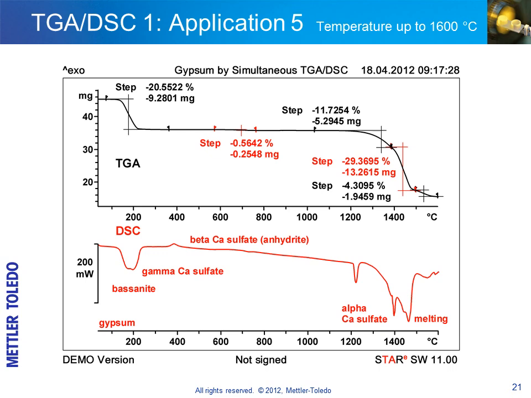The simultaneously recorded DSC curve shows two additional effects due to solid-solid transitions. These are the transitions from gamma to beta calcium sulfate at about 390 degrees and from beta to alpha calcium sulfate at 1236 degrees. The latter compound melts slightly below 1400 degrees Celsius and is observed as a sharp endothermic peak.